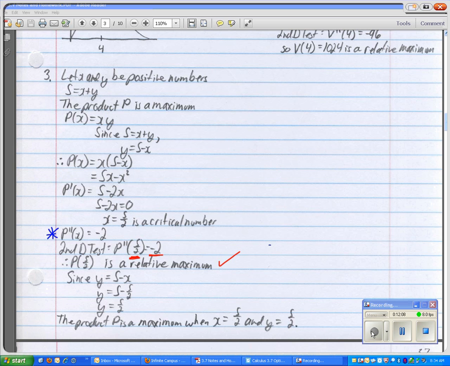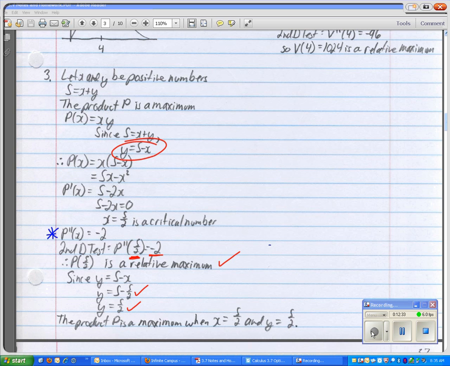Let's find out what y equals. Well, we go back to here where we had solved it for y. You plug in s over 2 for x, and then s minus half of s is half of s. So it's s over 2. And then, lo and behold, the product P is a maximum when x equals s over 2 and y equals s over 2.